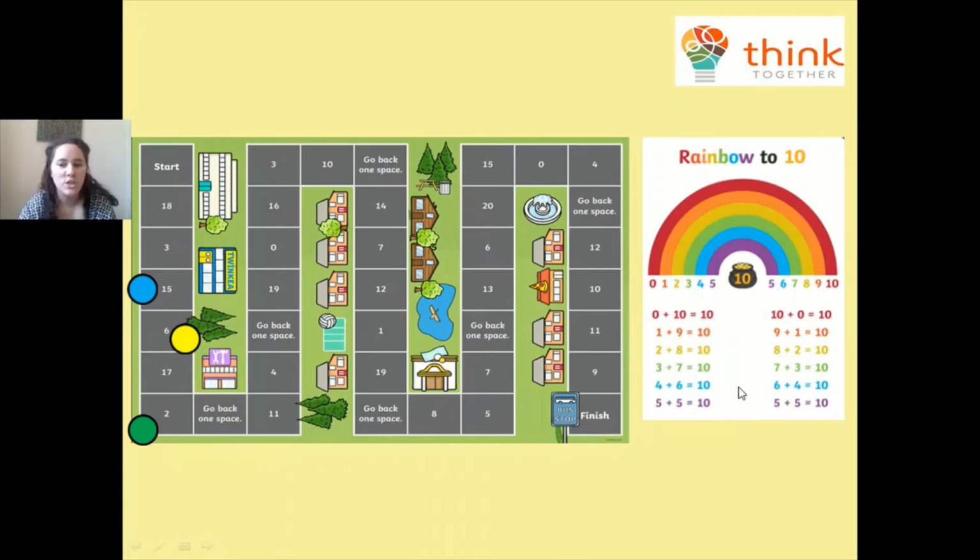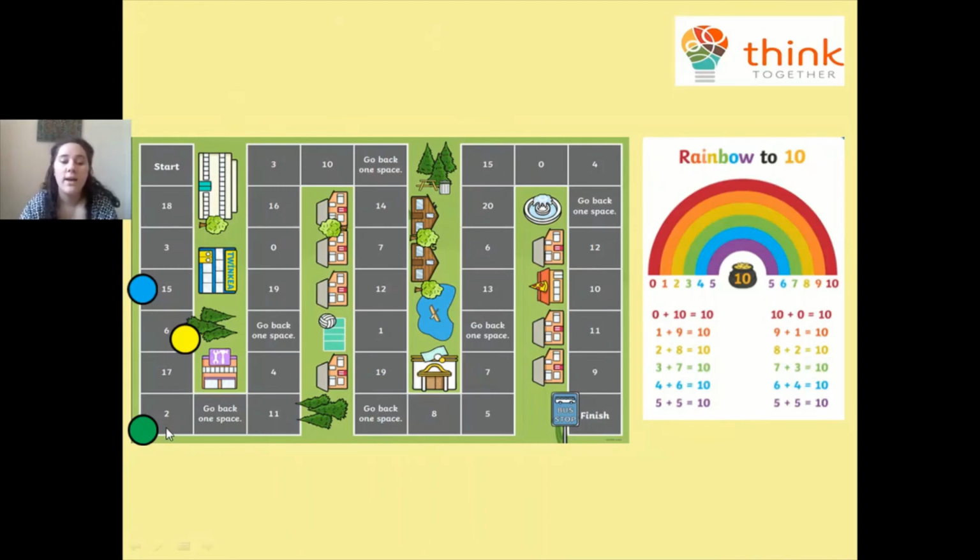See if you can use our number bonds to 10 to find out how many you'd have to add to 2 to make 20. Pause the video now and have a go. Have you done that? Incredible. Let's check to see if you were right.